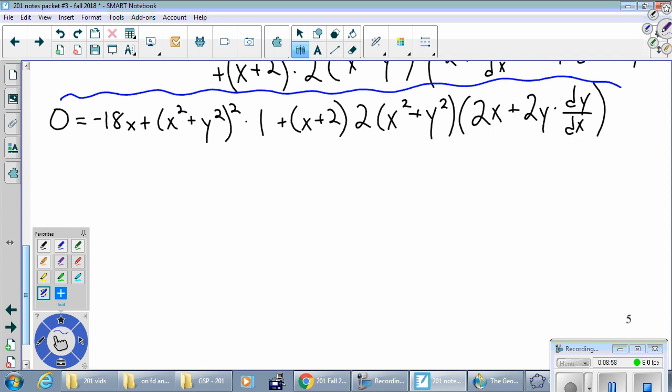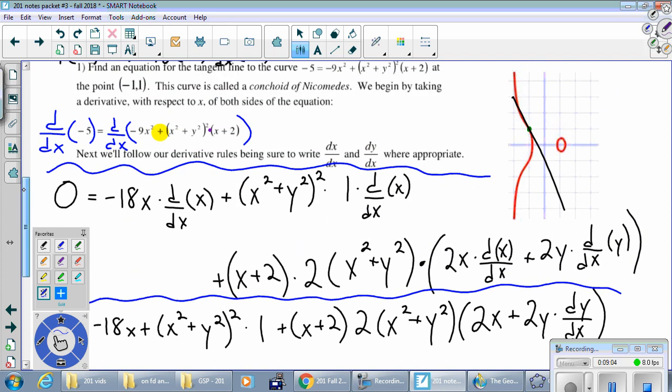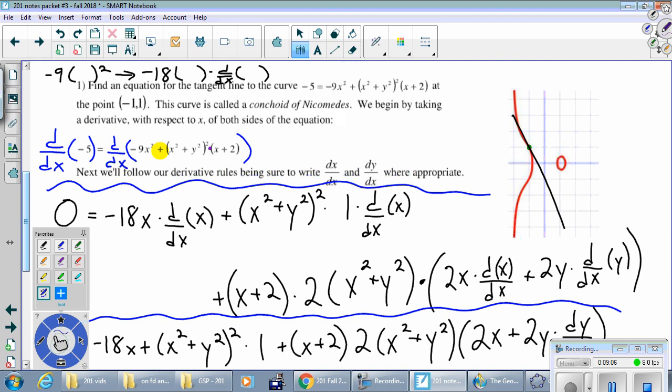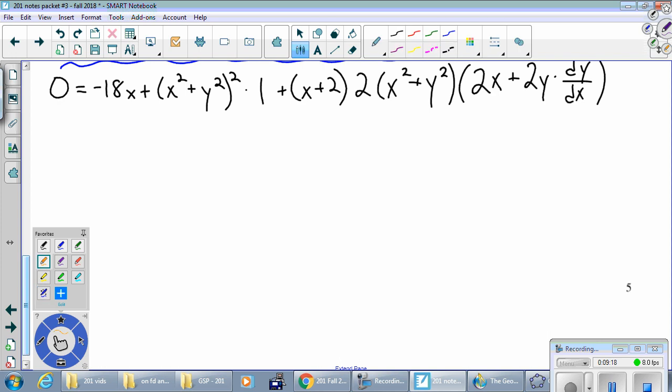Occasionally we can get away from that, but usually it's going to have both x and y. Okay, so what I'm going to do is say we're looking for the equation of a tangent line. To find the equation of any line, we need two things: a point, which we have, and a slope, which we don't. So we're going to find the slope right now by taking the negative 1, 1 and plugging in for all of these x's and y's.